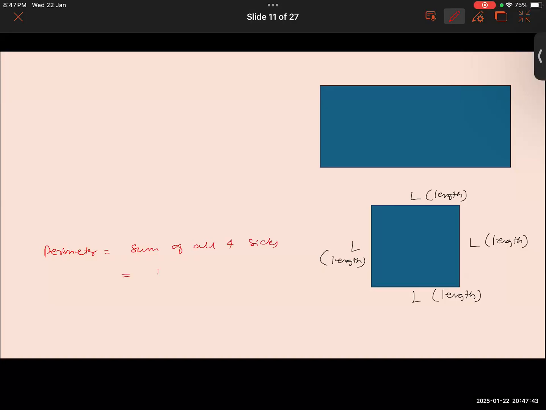So that is simply going to be L plus L plus L plus L. How many L's are there? First we have to multiply 2, right? No, see, earlier what we did in this case, this was L, this was L, this was breadth, and this was breadth. So in this case, we have done it like this: L plus L plus B plus B. So that came to be 2L plus 2B, right?